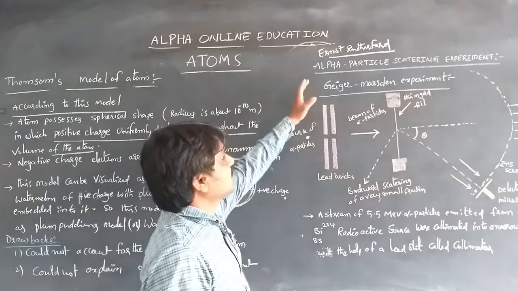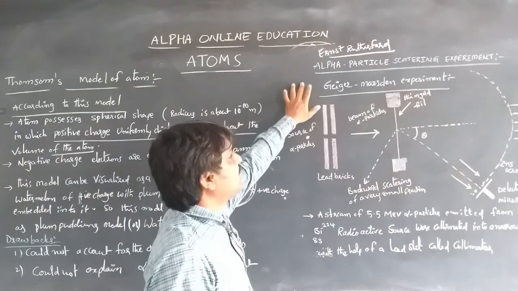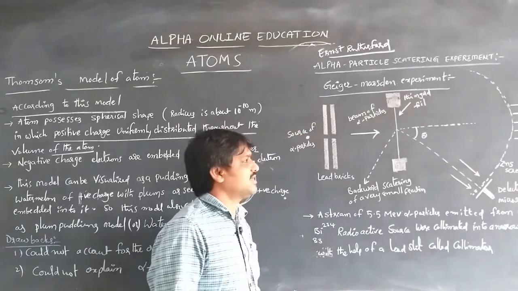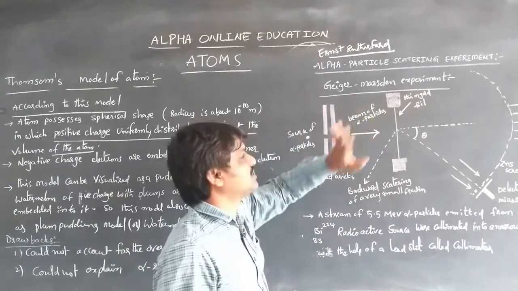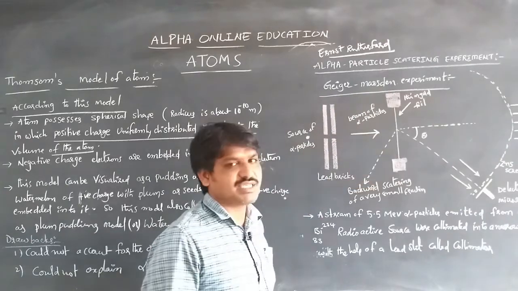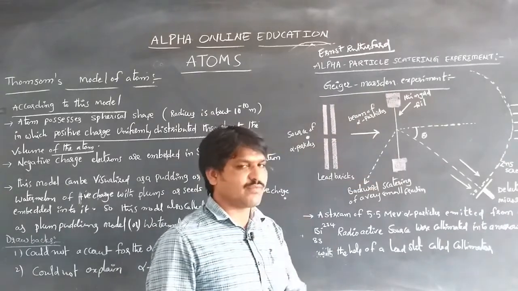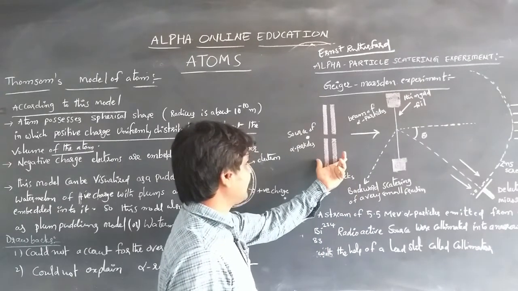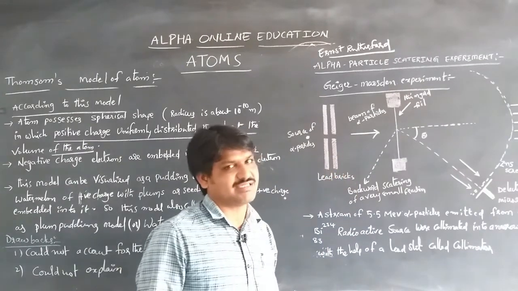So, in that case, Ernest Rutherford did the alpha particle scattering experiment with his students, Geiger and Marsden, using a thin film of gold foil like this. The experiment is called the alpha particle scattering experiment, also called the Geiger-Marsden experiment.